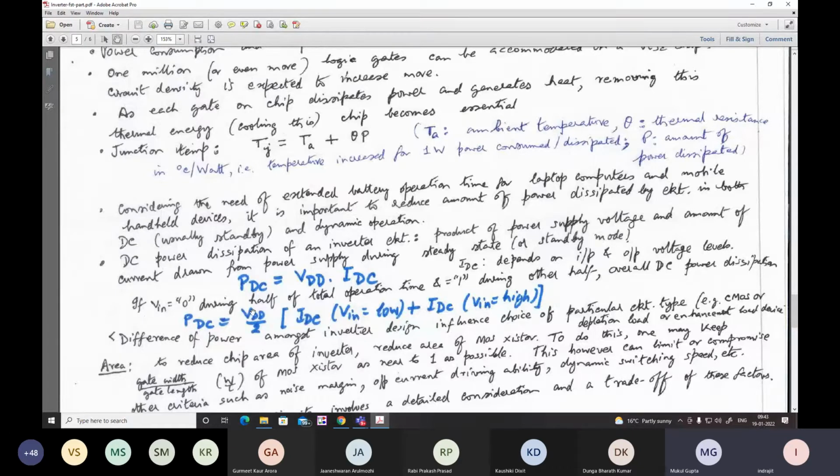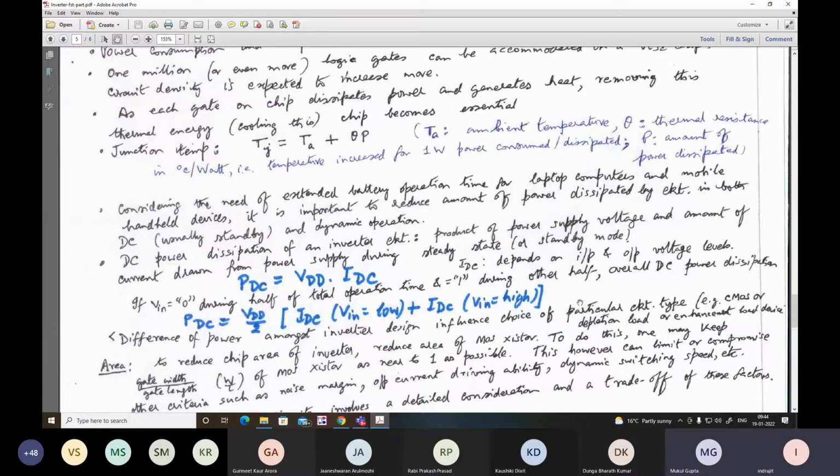Okay. And the difference of power amongst different inverter designs stems from the type and nature of the load device. It can be a pure resistive load, or it can be some active device like an enhancement mode transistor, a depletion mode transistor, a saturated enhancement mode transistor, or a PMOS transistor. Various types can be there for the load device. Based on that, the power dissipation will vary.